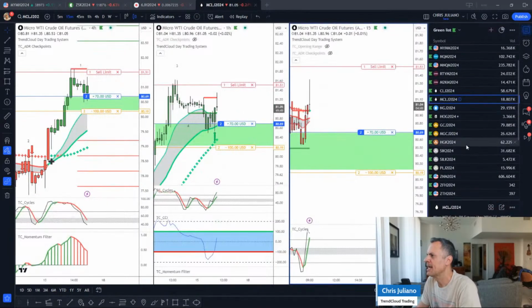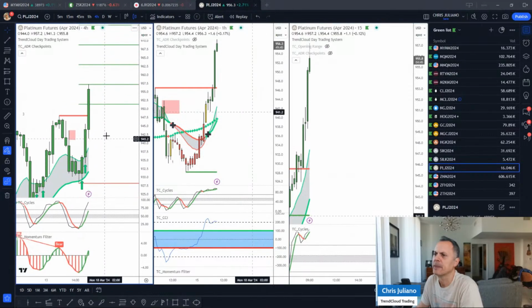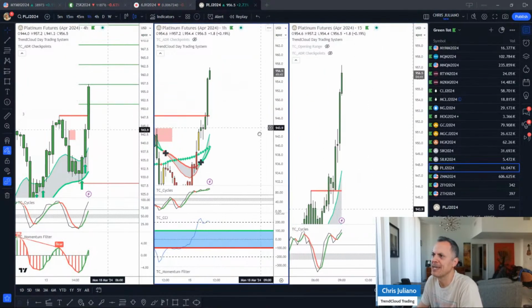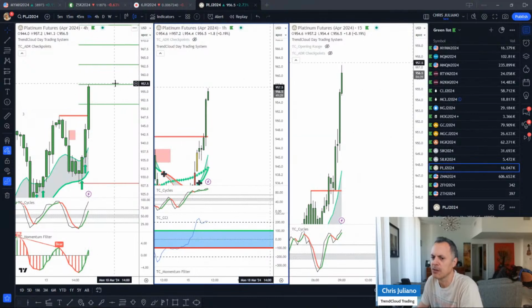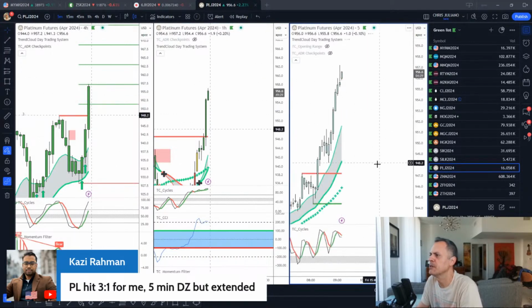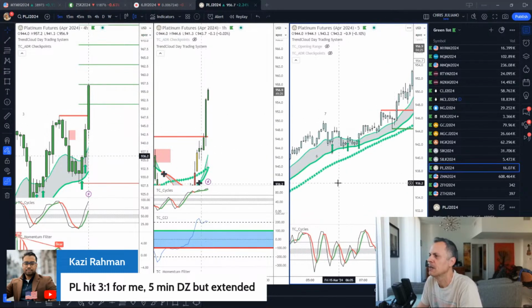Let's take a look at platinum real quick. Platinum's already hitting that ADR checkpoint, that average daily range. Platinum hit 3-to-1. Beautiful. 5-minute in trend cloud. Look at that extension. Holy cow. Yeah, real nice.